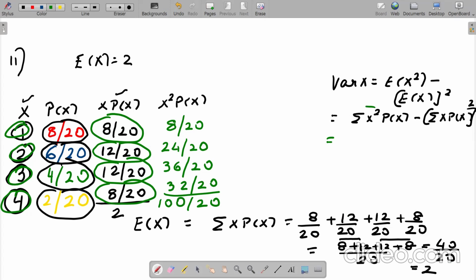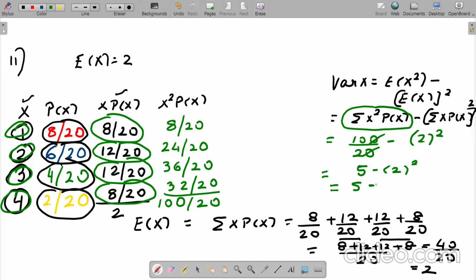That means summation x square px is 100 over 20, minus summation x px, which is 2, squared. So this is 5 minus 2 square, which is 5 minus 4, which is 1. So my answer is 1. So I can say that variance of x is equal to 1. This is my answer for this question. So this was a good question.